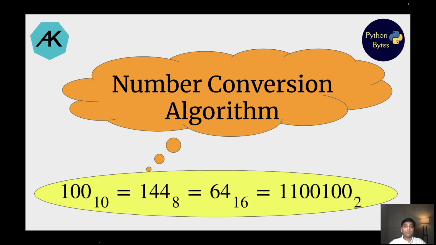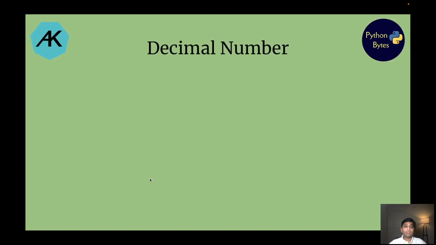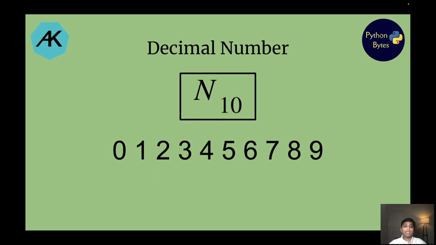In this video we are going to see the number conversion algorithm. So what is number conversion algorithm? Let us first see what are the different types of number systems. The first one is decimal number. In this we represent the number with the base 10, that is n to the base 10, and the digits that we use to write decimal numbers are 0, 1, 2, 3, 4, 5, 6, 7, 8, 9. So for example 39 can be written as 3, 9.